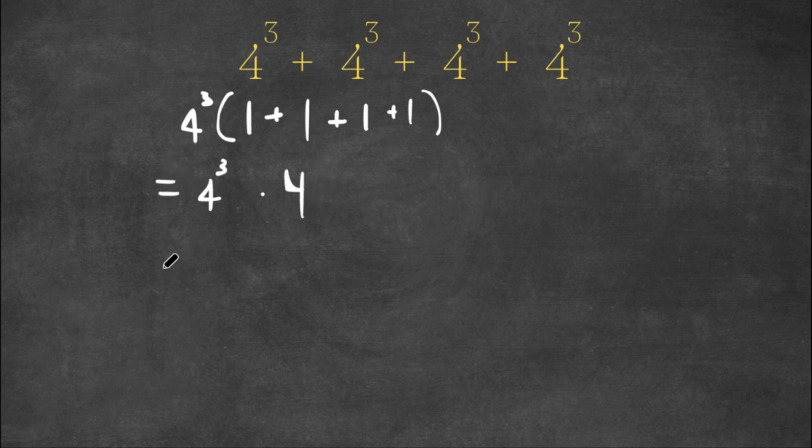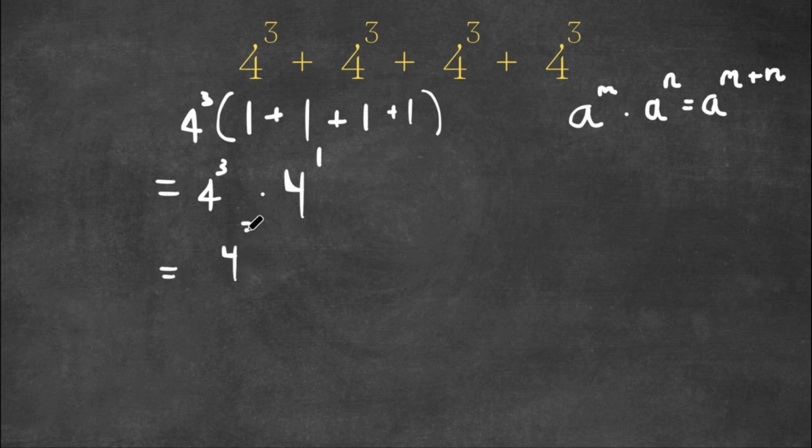And this is equal to, well, whenever we're multiplying exponents, let's say we have a to the power of m times a to the power of n, this is equal to a to the power of m plus n. So we can think of 4 as 4 to the power of 1. So 4 to the power of 3 times 4 to the power of 1 would equal 4 to the power of 3 plus 1. And 3 plus 1 is 4, so this would equal 4 to the power of 4.